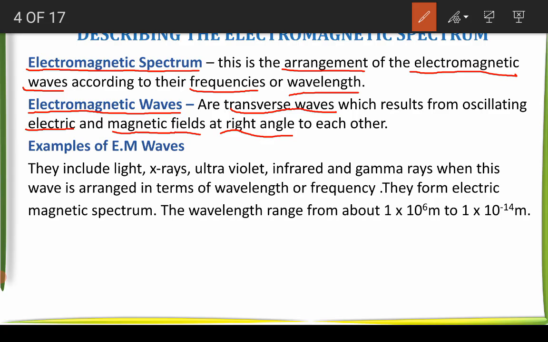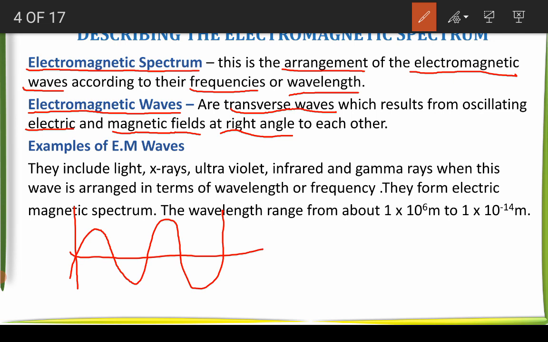As transverse waves, they are characterized by troughs and crests. They have crest, trough, crest, trough, like that. This wave function is used to represent an electromagnetic wave. Remember, the opposite of electromagnetic waves is mechanical waves. Examples of mechanical waves are sound, water waves, seismic waves, waves in a spring, and others.